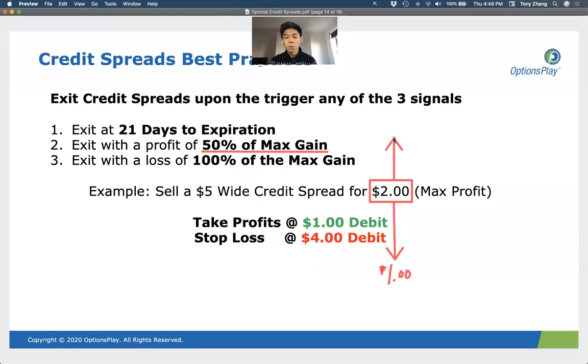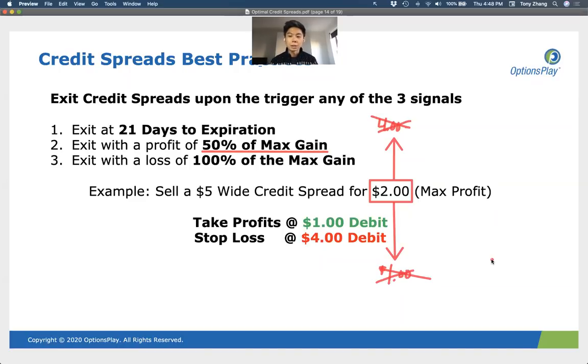If this trade starts to go against me and the value of the credit spread starts to rise instead of decline, and it rises up to $4, that's when I would consider cutting my losses and taking a loss on that trade. And if it reaches 21 days to expiration and we are not at either take profit or stop loss, then I would get out of the trade altogether.